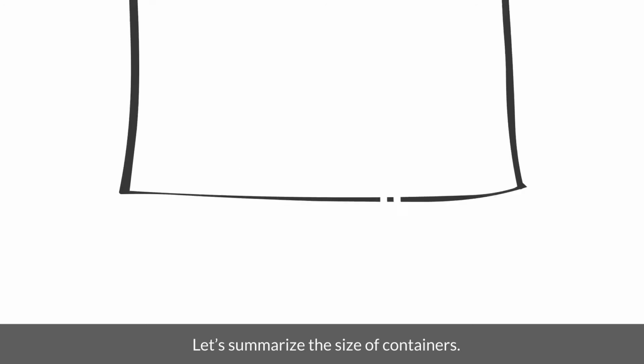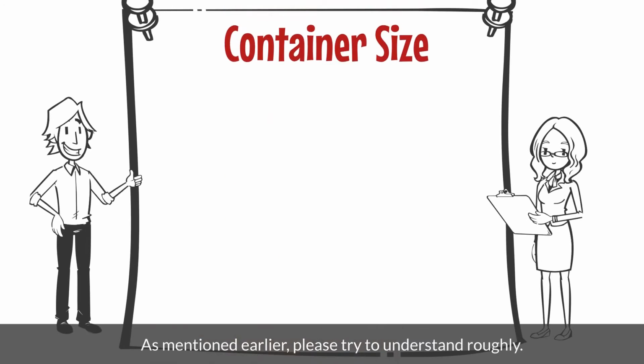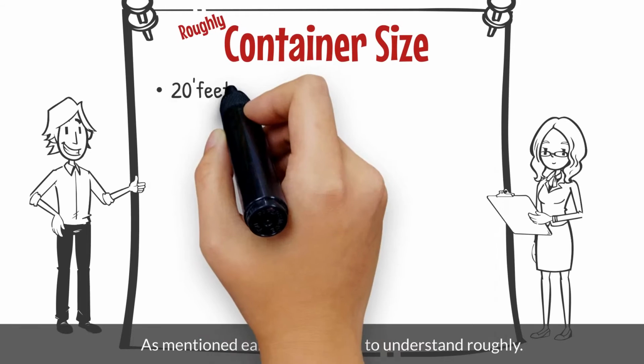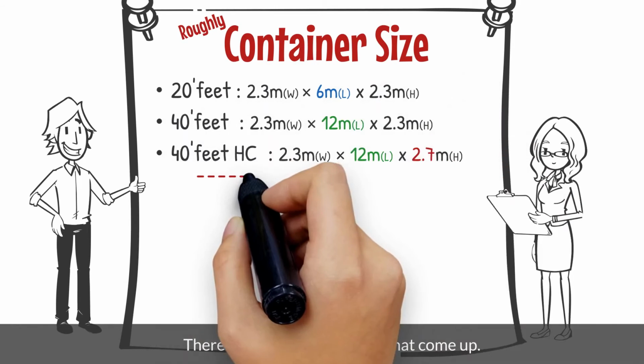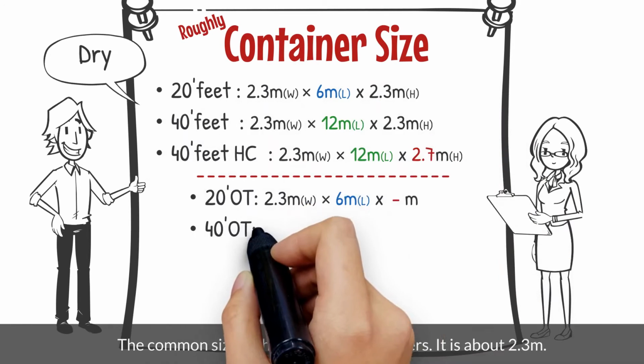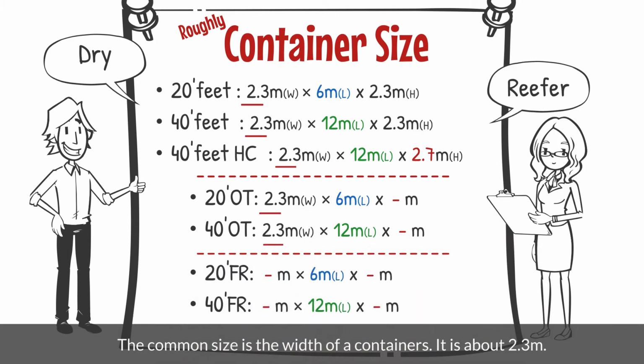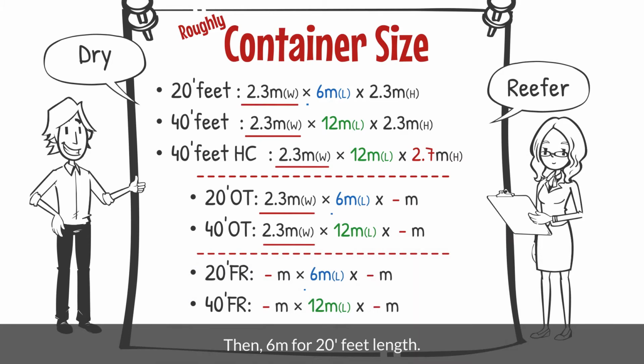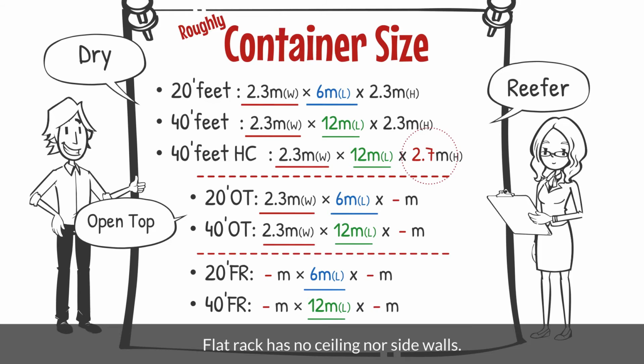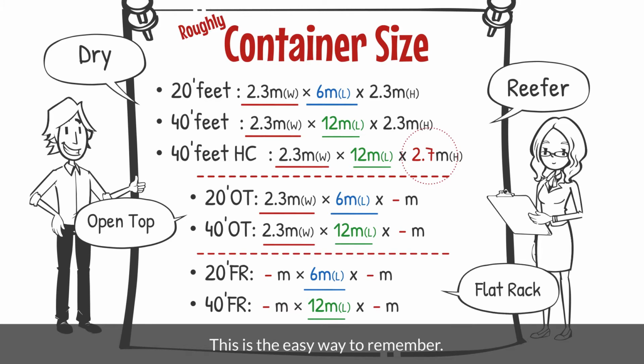Let's summarize the size of containers. As mentioned earlier, please try to understand roughly. There are only 4 numbers that come up. The common size is the width of containers, about 2.3 meters. Then, 6 meters for 20 feet length. 12 meters for 40 feet length. 2.7 meters for high cube height. Open top has no ceiling. Flat rack has no ceiling nor side walls. This is the easy way to remember.